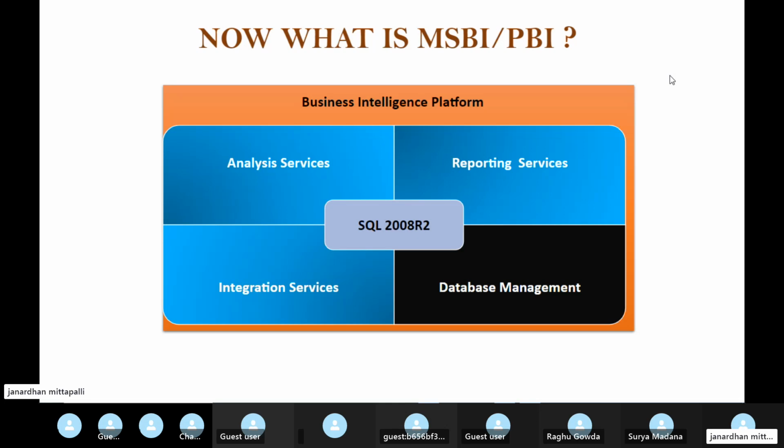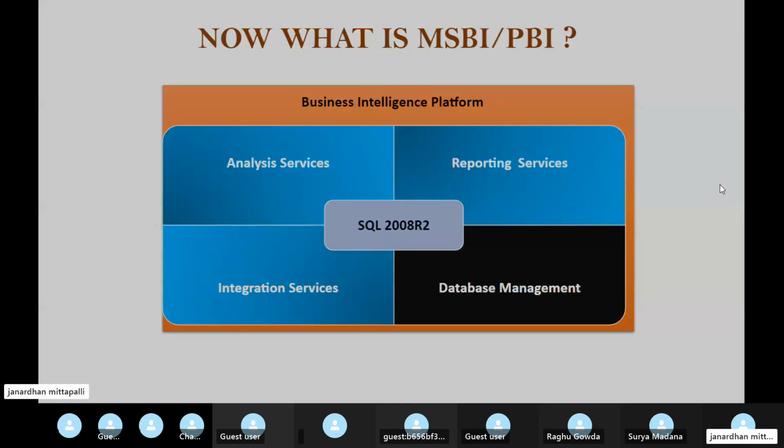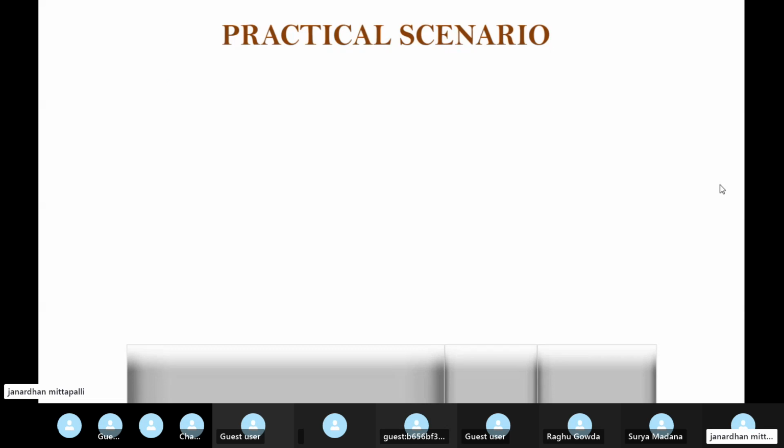Fine. We'll come back to the subject again. We just discussed the MSBI concepts we have and how Power BI is performing. Power BI is an inbuilt application for data integration, analysis, and reporting. So this is what you need to understand. And this is a very important topic for data warehouse concepts, the practical scenario.